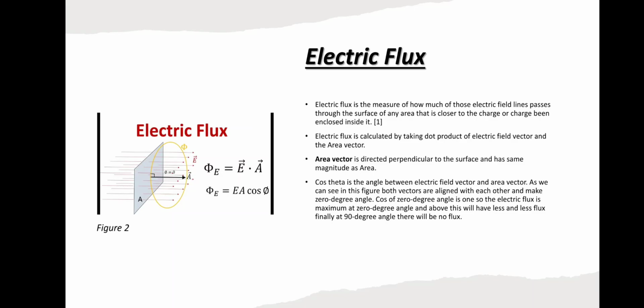Cos theta is the angle between the electric field vector and the area vector. As we can see here, both vectors are aligned with each other and make a 0-degree angle. So the cos of a 0-degree angle is 1, and the electric flux is maximum at 0 degrees. Above this we have less and less flux, and finally when these two vectors make a 90-degree angle there will be no flux.